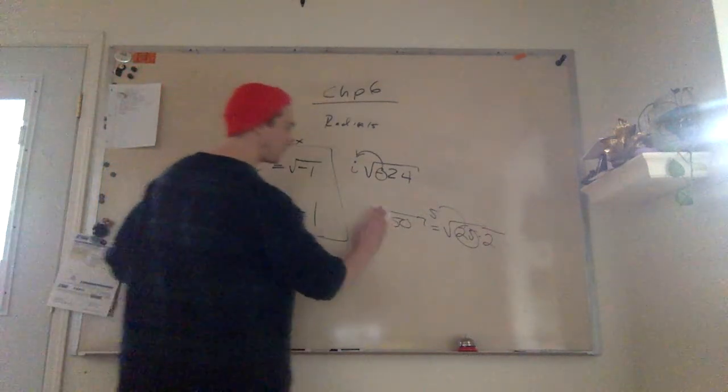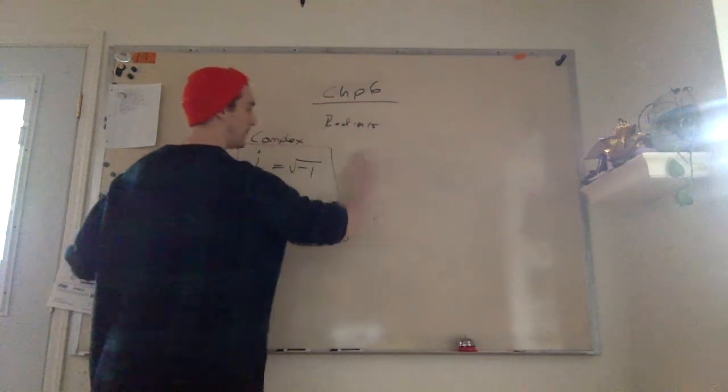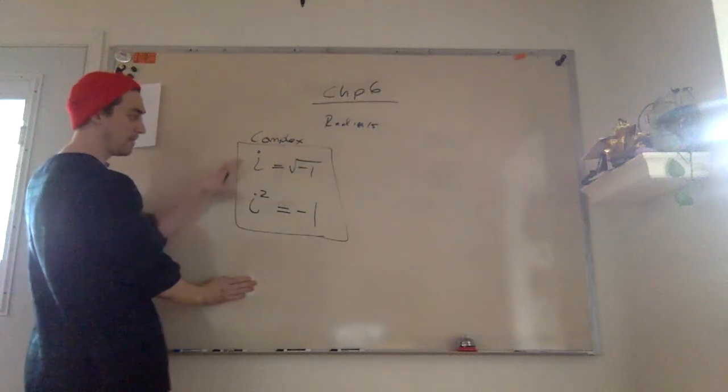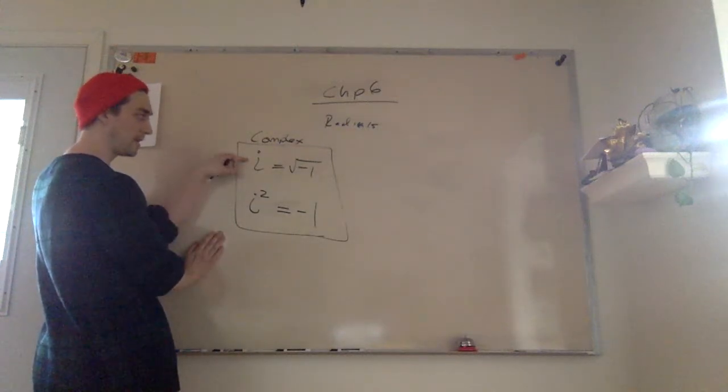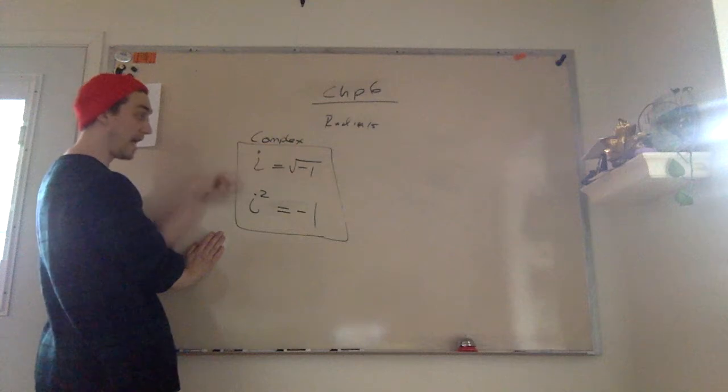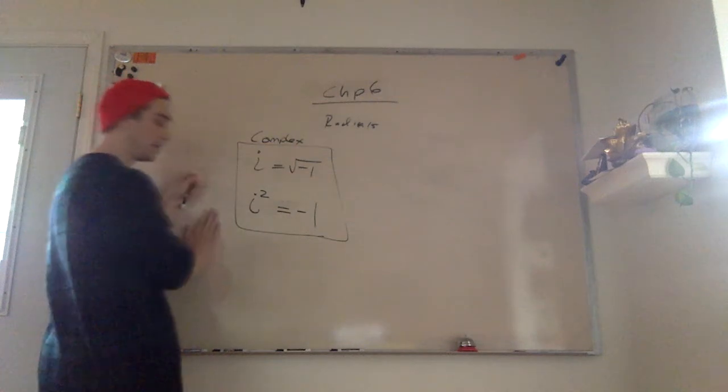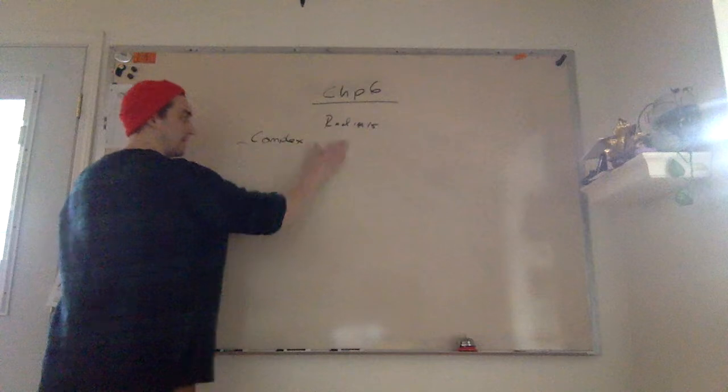Great. All right, here, let me have you try one then. So yeah, you should definitely make an effort to memorize the fact that I is the square root of -1 and I squared is -1. But reference that if you need until then.